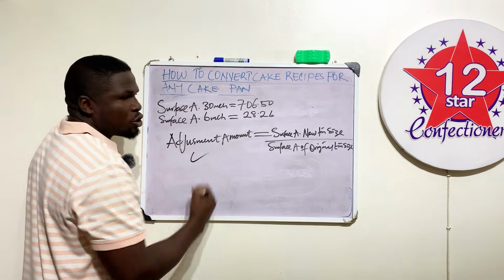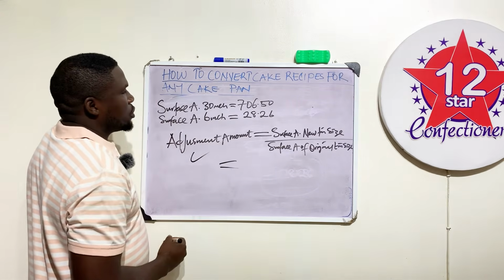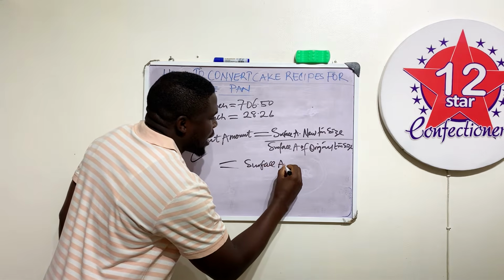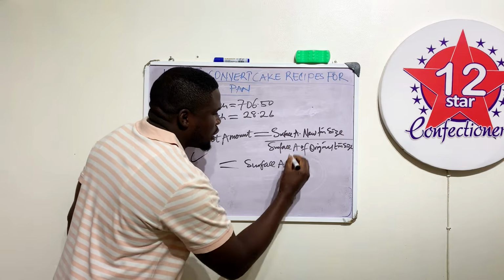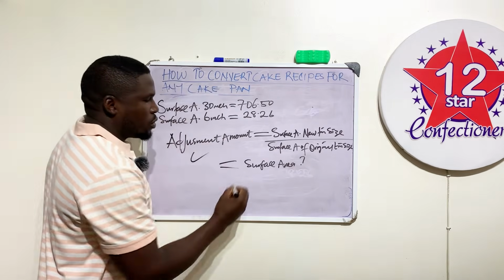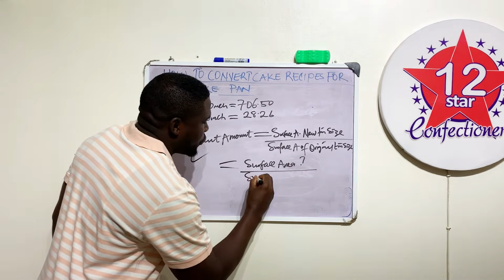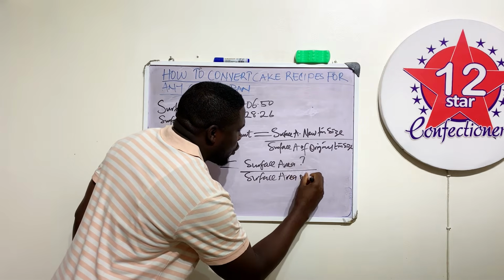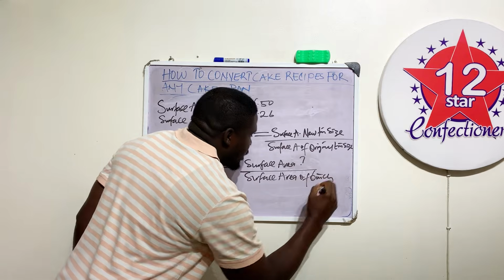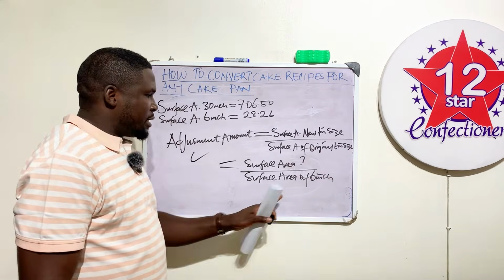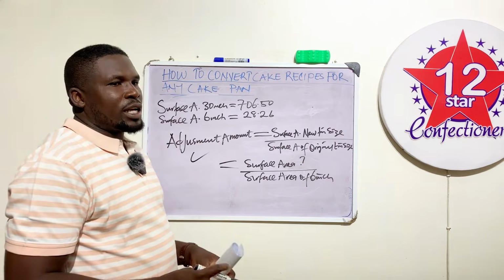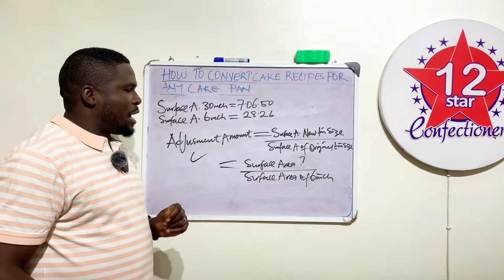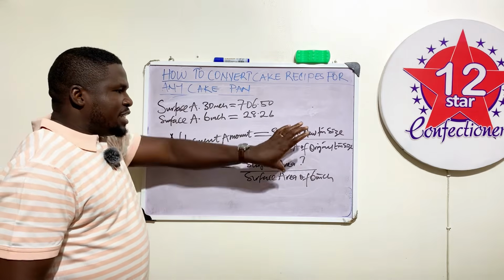I can say my adjustment number is equal to the surface area of what the customer told you, all over the surface area, which is a constant, of 6 inch. So 6 inches is constant. It is always constant. So for them to understand it easier, I have said that my adjustment amount, this is the original formula, this is the standard formula.